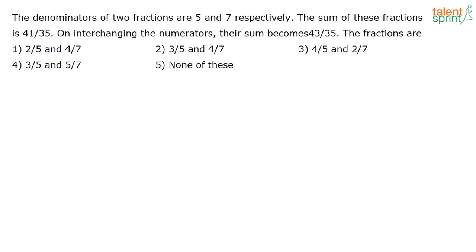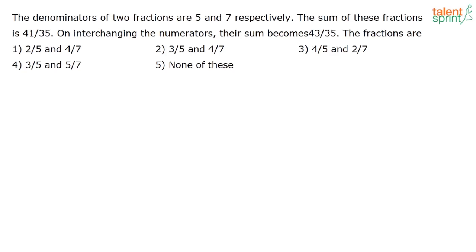The denominators of two fractions are 5 and 7 respectively. The sum of these fractions is 41 by 35. On interchanging the numerators, their sum becomes 43 by 35. The fractions are what? So try to solve this question that is appearing on your screen. So how do you solve this question? So what is given in the question? Any answers? Anybody got the answer for this?